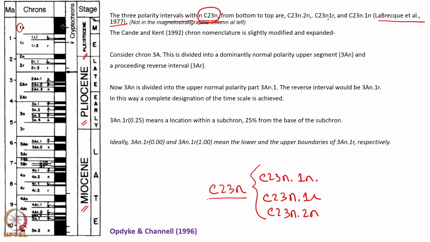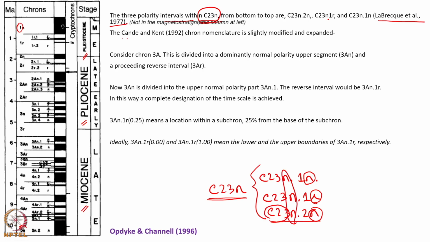This means we have divided C23N into 3 parts. The bottommost part is showing the normal polarity, then the intermediate part is showing the reverse polarity, and the topmost part is showing the normal polarity. Even though overall C23 is of normal polarity.